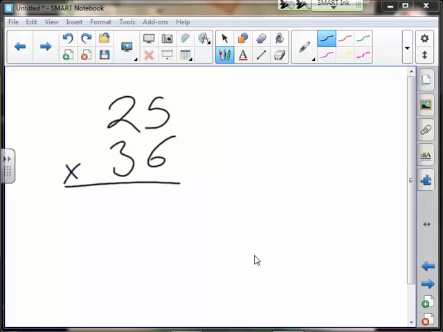All right, give me a thumbs up when you have written down the problem. I see a couple thumbs, awesome. Okay, so here we go. How do I start this out? I don't even know. Yes? You multiply 5 times 6. Which gives me? 30. 30, so I can put my 3 up here, drop my 0, and then what?